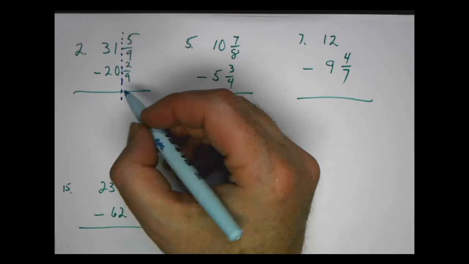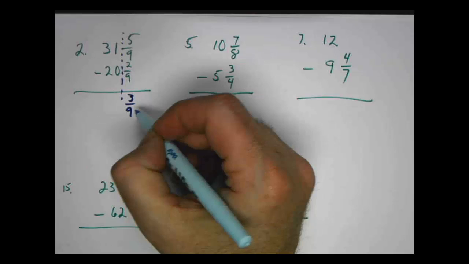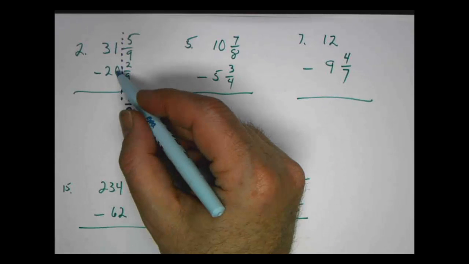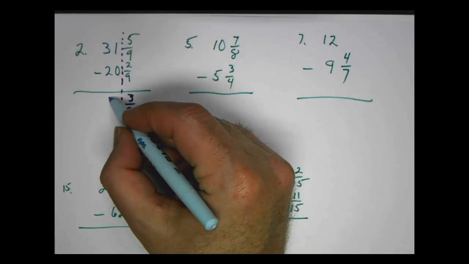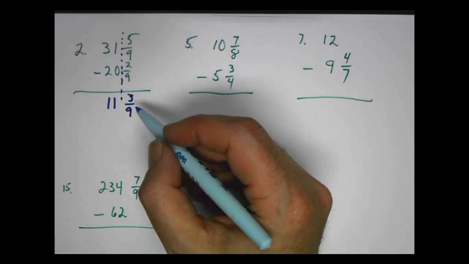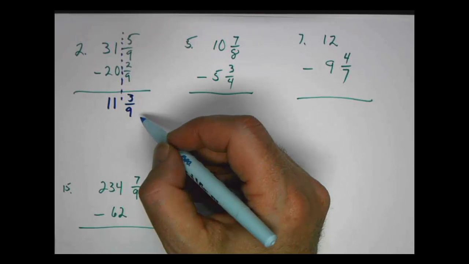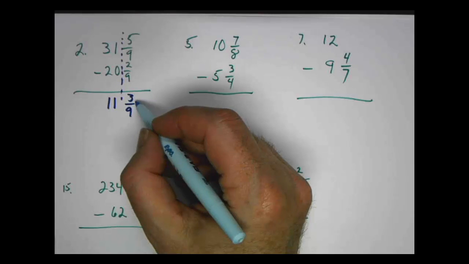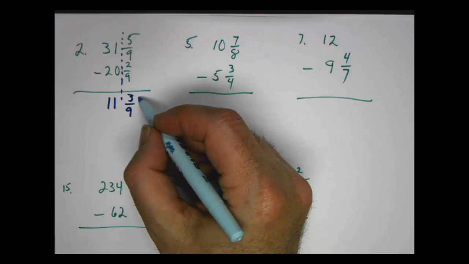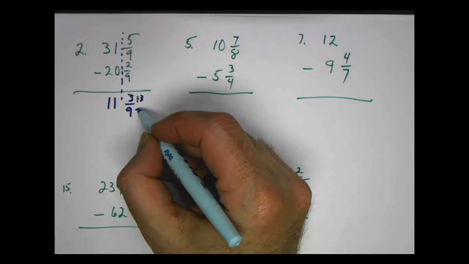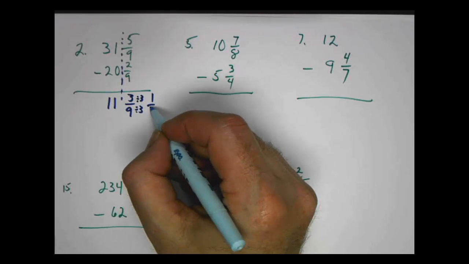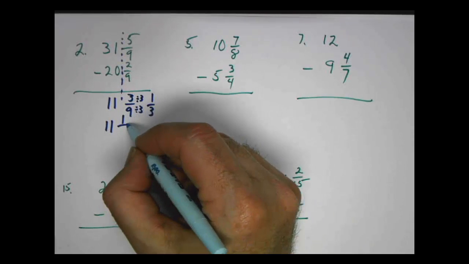2 from 5 is 3 ninths. 20 from 31 is 11. So we're all good, except notice we can reduce this. So 3 ninths, both are divisible by 3. So we divide by 3 gives us 1/3. So our answer is 11 and 1/3.